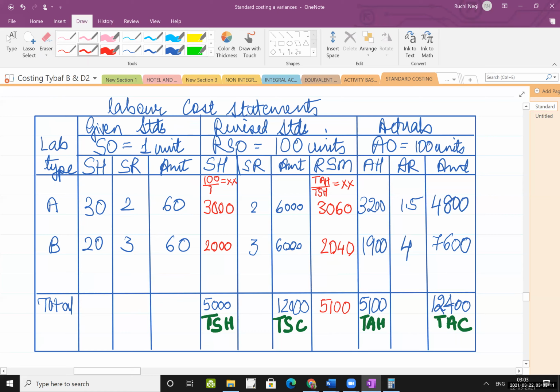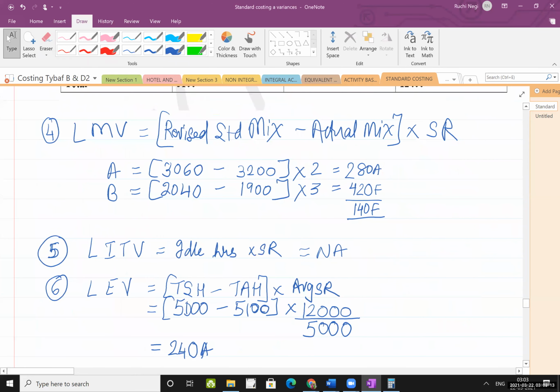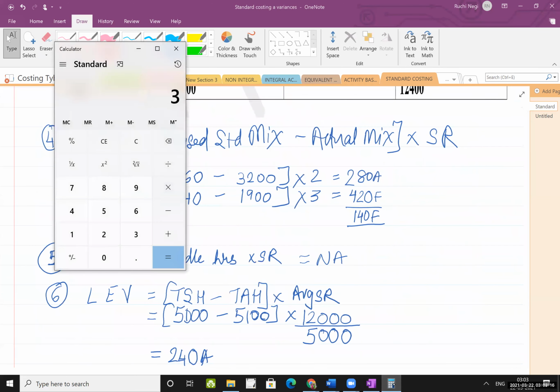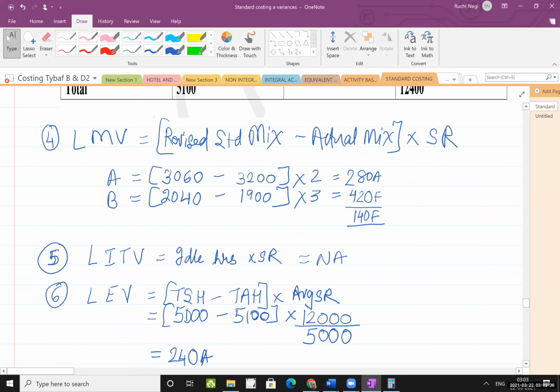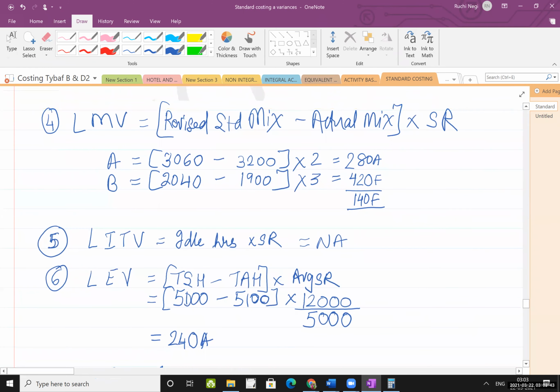Fine. So now let us calculate mix variance. So 3060 minus 3200 into 2, so 280 adverse. Okay, next 2040 minus 1900 into 3, 420 favorable, minus plus minus. So minus 280 is 140 favorable. Ideal hours is not there in this sum, so not applicable. And labor efficiency variance, yes.